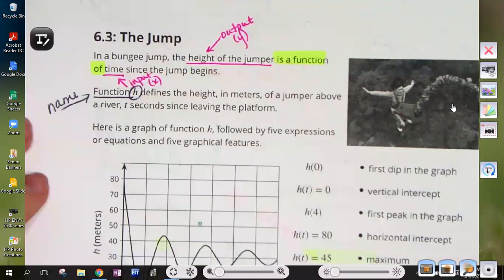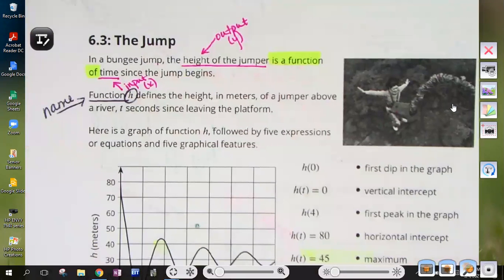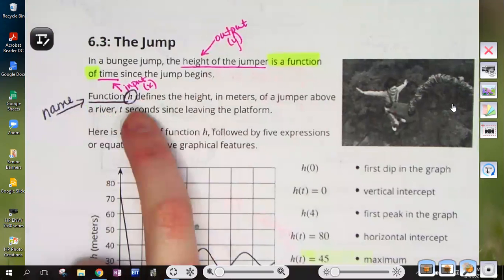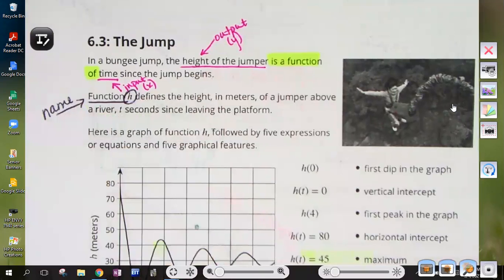Defines the height in meters of a jumper above a river t seconds since leaving the platform. So the number inside of the parentheses is going to tell me how much time since the jump begins. And what it's all set equal to is going to tell me that person's height at that point in time. Okay, so imagine someone bungee jumping. What does that look like? You jump off. What happens?